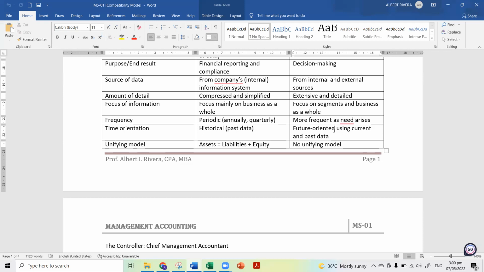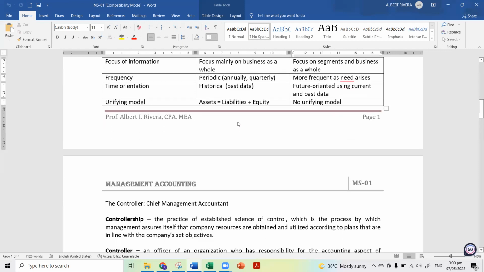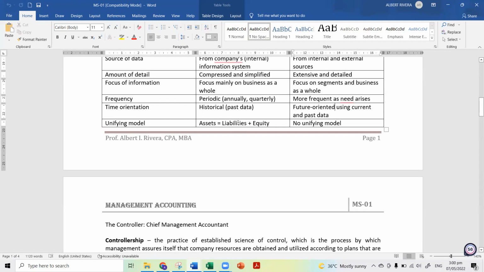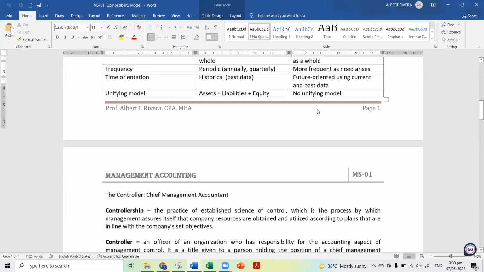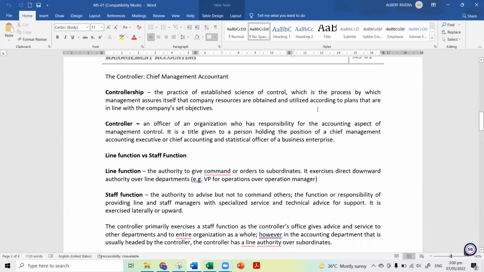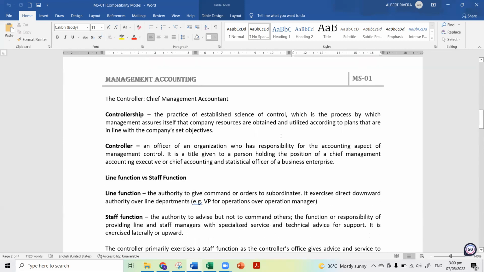Then, unifying model, ito standards yan. The famous, no? Accounting formula, that is your assets is equal to liabilities plus equity. At ito, wala nga siyang standard eh. Okay? Kaya nga sabi ko sa iyo, magkakaiba ang format. Okay? Lalo na sa budget, ang gulo, magkakaiba yan. Pero, the purpose is still the same. Okay? So, let's move to page 2.